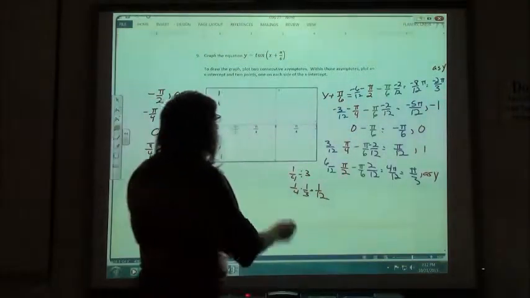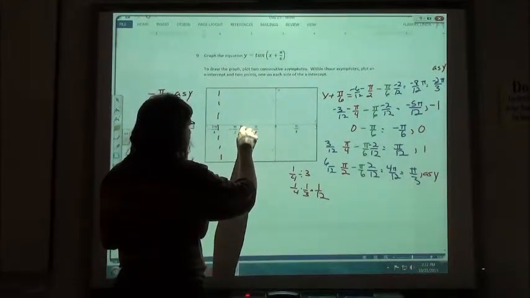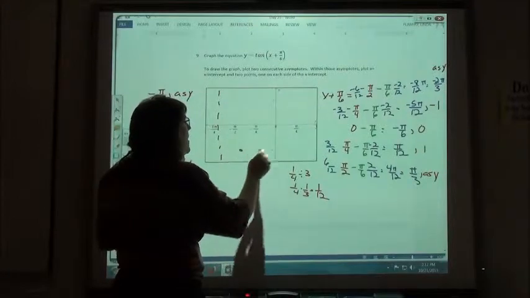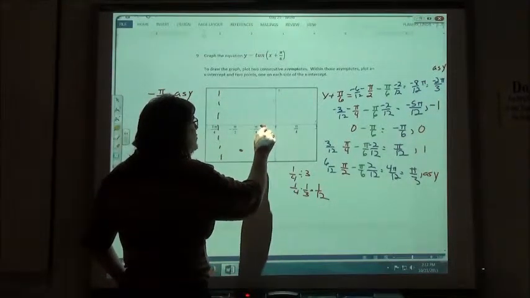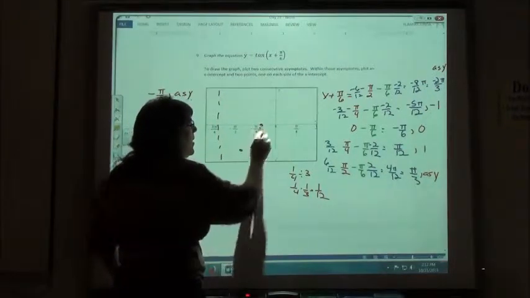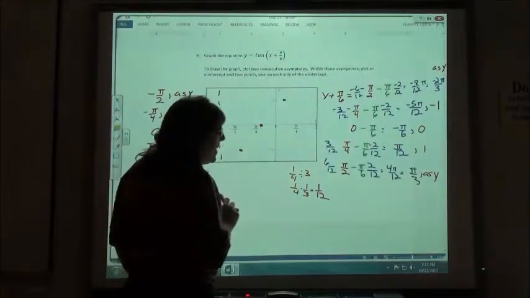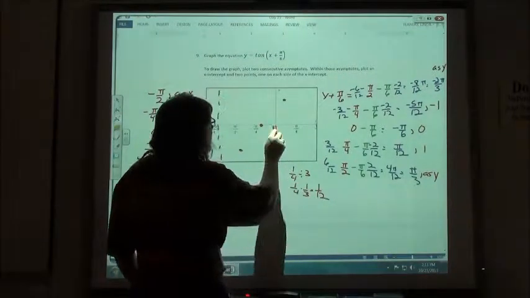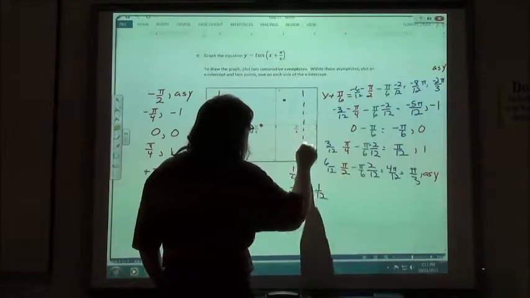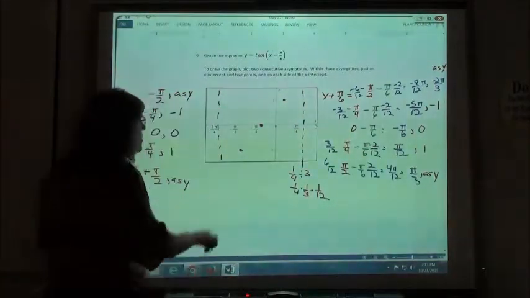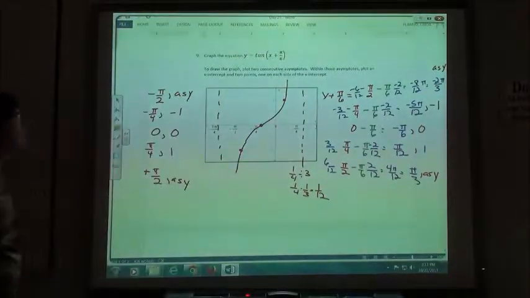Negative 5 pi over 12, 1, 2, 3, 4, 5. I'm going to be at negative 1. Pi over 6, or negative pi over 6 would be negative 2. That's where I'm at 0. Positive pi over 12, I'm at positive 1. And then at pi over 3, which would be 4 pi, 1, 2, 3, 4 over 12, I have my other asymptote. So my tangent curve is going to look something sort of like that.